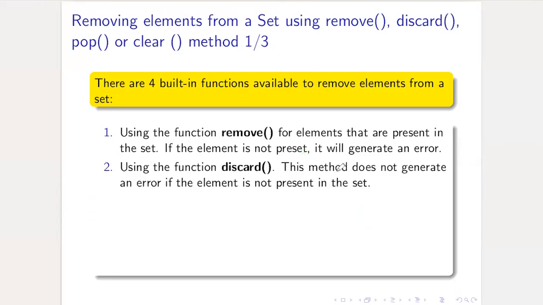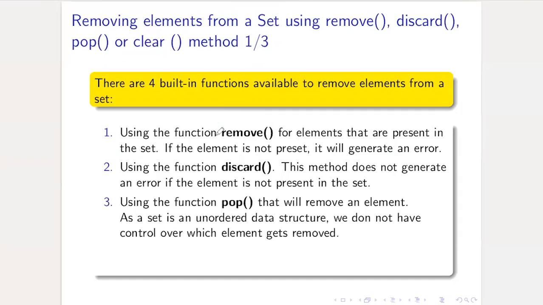Second one is using the function discard. So you say what is the element you want to remove. If it is present, it will get removed. But if it is not present, no error is generated. So that's the difference between remove and discard. Both will do the same functionality, but remove will generate an error if the element is not there. Discard will not generate the error.